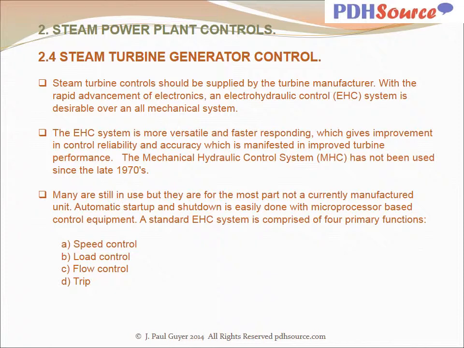Automatic startup and shutdown is easily done with microprocessor-based control equipment. A standard EHC system is comprised of four primary functions: speed control, load control, flow control, and trip.